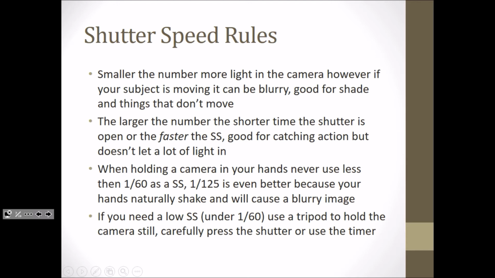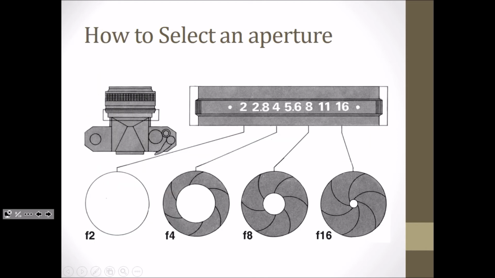125 is even better because that's where you can start to freeze some action. Your hands are going to naturally shake that camera, so always be at 60 or higher, which in film photography does not leave us with a lot of room. We have about 60, 125, 250, 500, 1,000. We have 5 or so shutter speeds to pick from on most of our cameras as we're walking around with them. If you need a lower shutter speed under 60th of a second, you're going to use a tripod to hold the camera still. We'll do this on a field trip later in the semester.